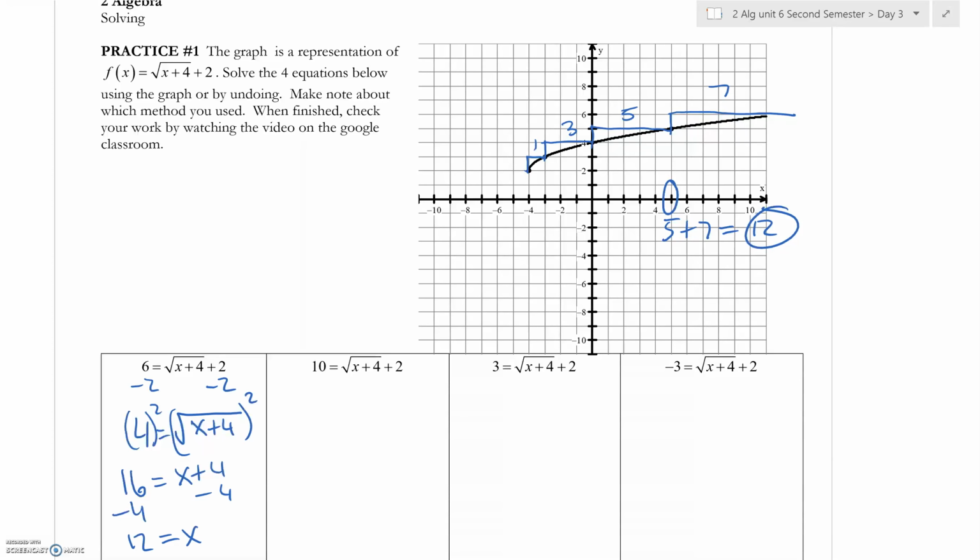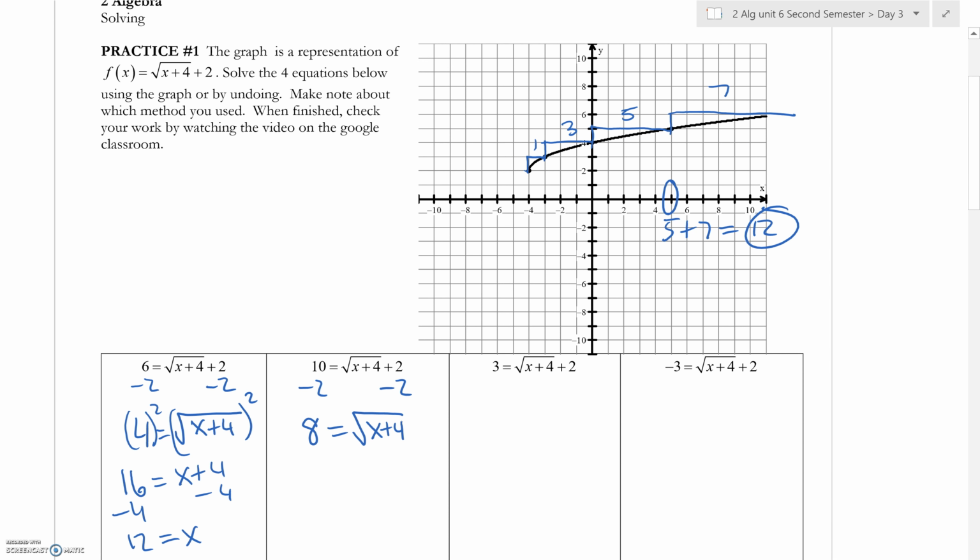Now, if we're looking at where it equals 10, this next one here, 10 is kind of way up here. We could solve by using the graph, but it would take us quite a while. We'd have to extend this kind of forever. So if you solved by graphing, good for you. You are patient and persistent. I would suggest, though, that solving by undoing is our best option.